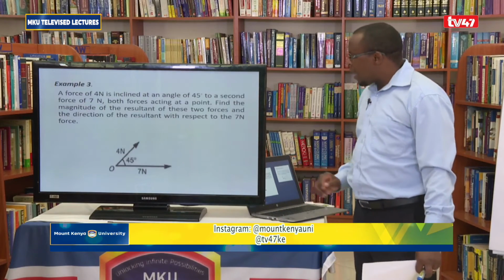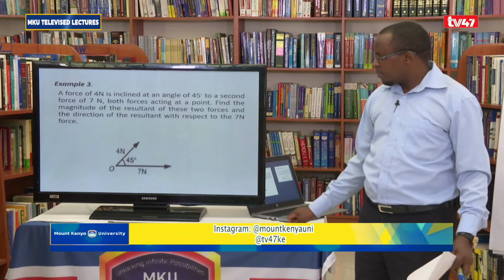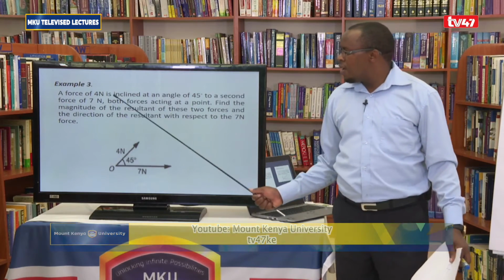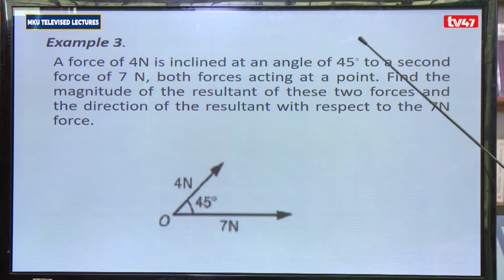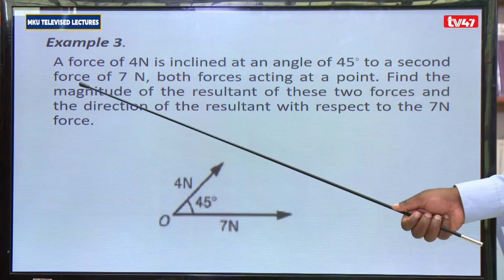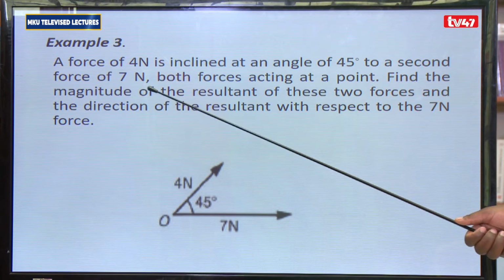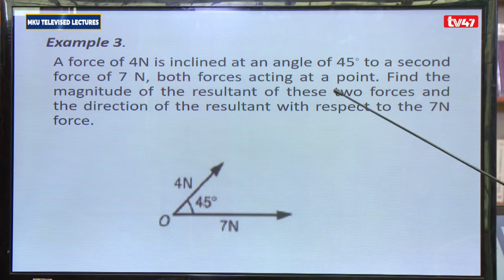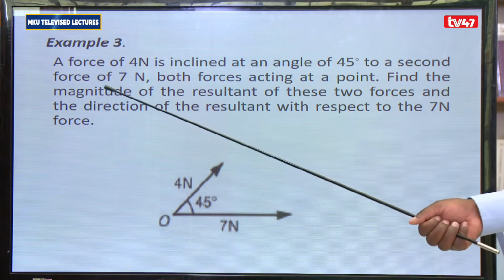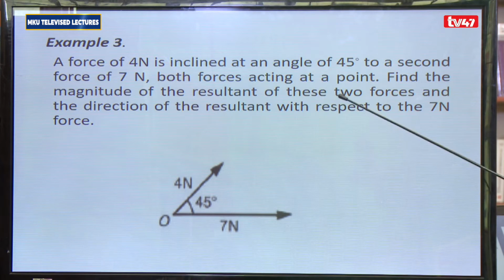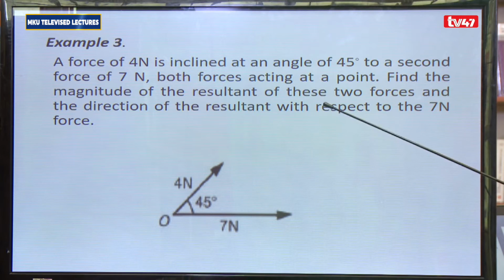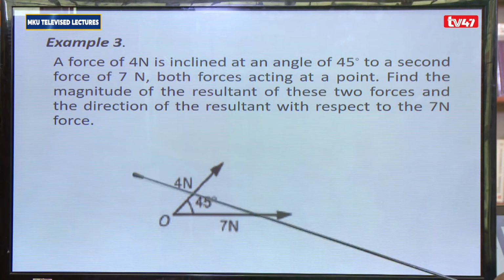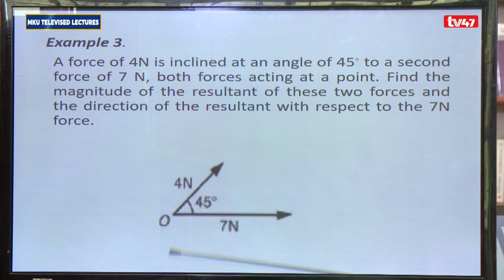Now, here we have got an example. We have got a force of 4 newtons inclined at an angle of 45 degrees to a second force of 7 newtons. Both forces are acting at a point. Find the magnitude of the resultant of these two vectors and the direction of the resultant with respect to the 7 Newton force. So this has been drawn here for us.